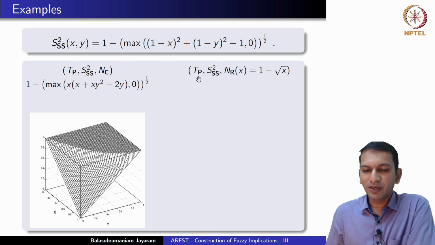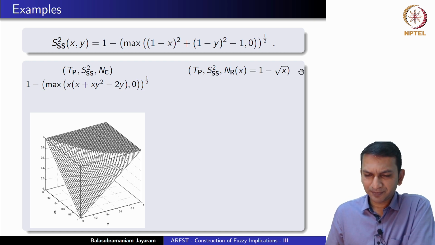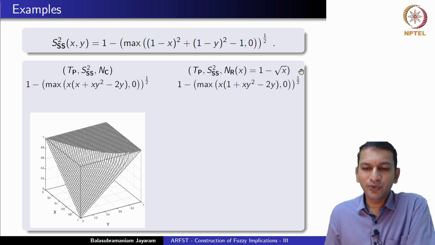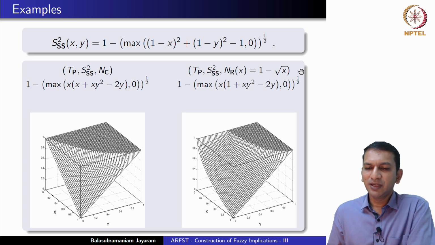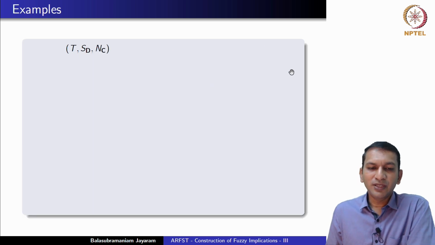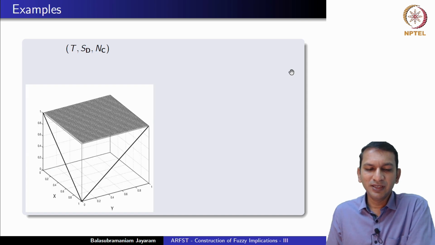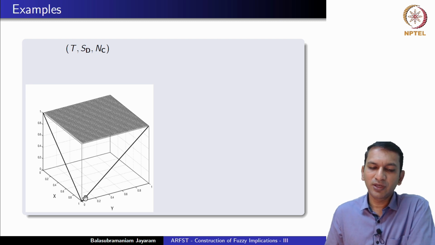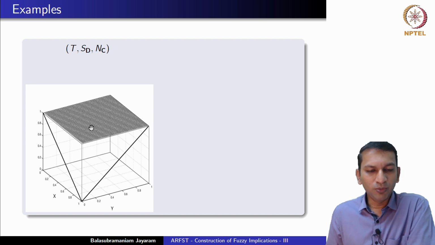If you take the same T-conorm and the product T-norm, but change the negation to 1 minus root x, this is the function you get, which is again a fuzzy implication, and the natural negation indeed will be 1 minus root x itself. If you consider any T-norm and the drastic T-conorm, that's the largest T-conorm, and the classical negation, this is the implication you would get. As you can see, 1 minus x is the natural negation. It has a neutrality property. It is almost the Weber implication, except that the natural negation is redrawn to make it 1 minus x.